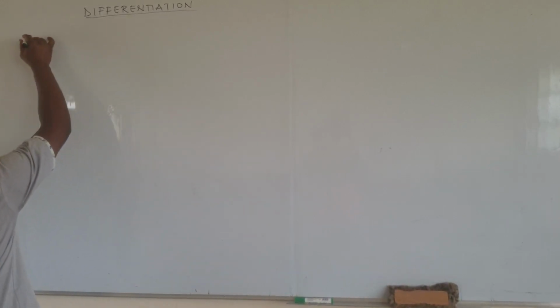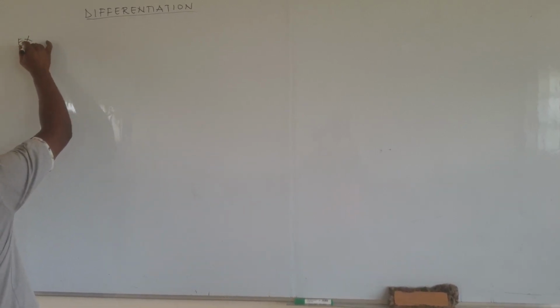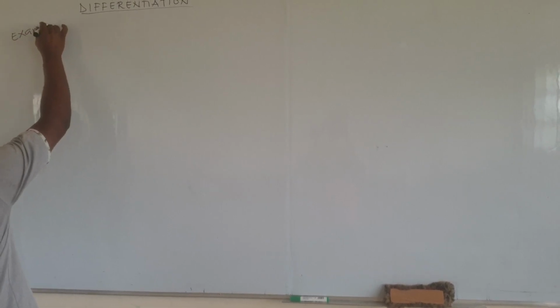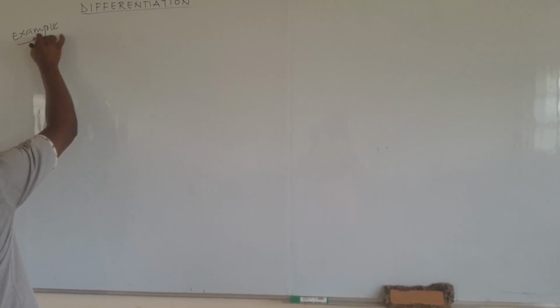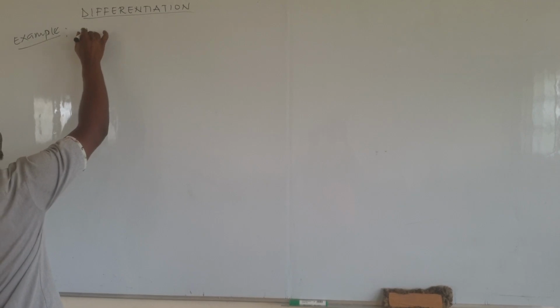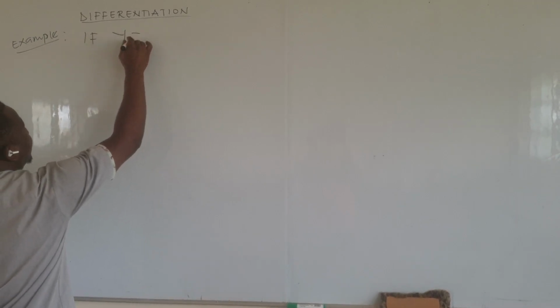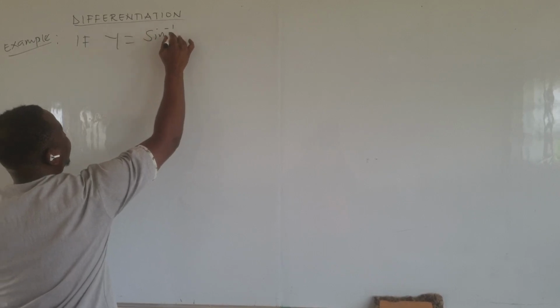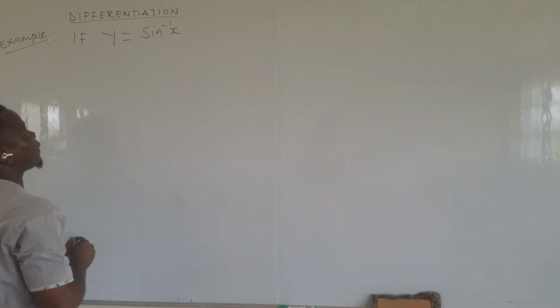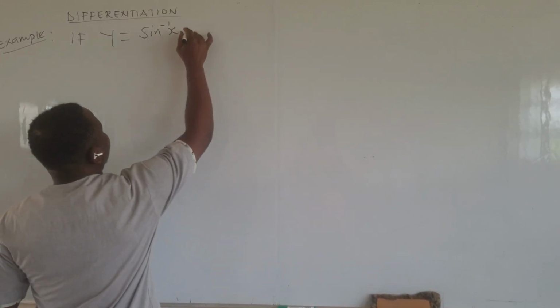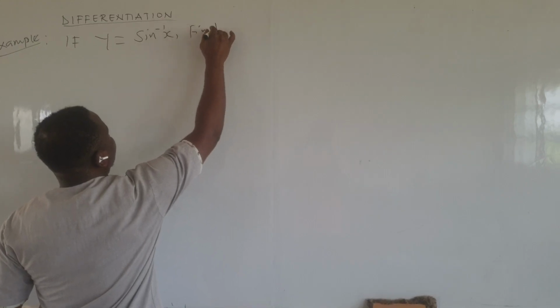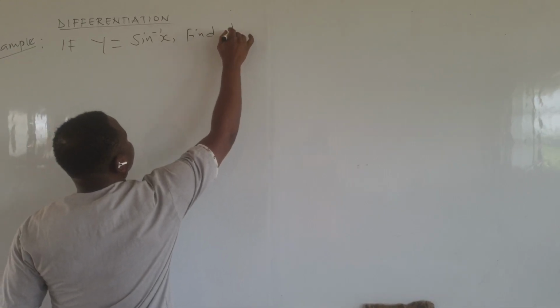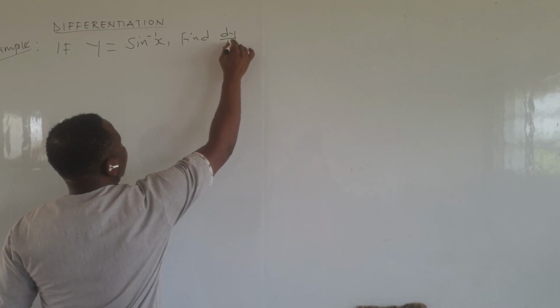For example, let's look at one of the examples. If y is equal to sine inverse of x, then find dy over dx.